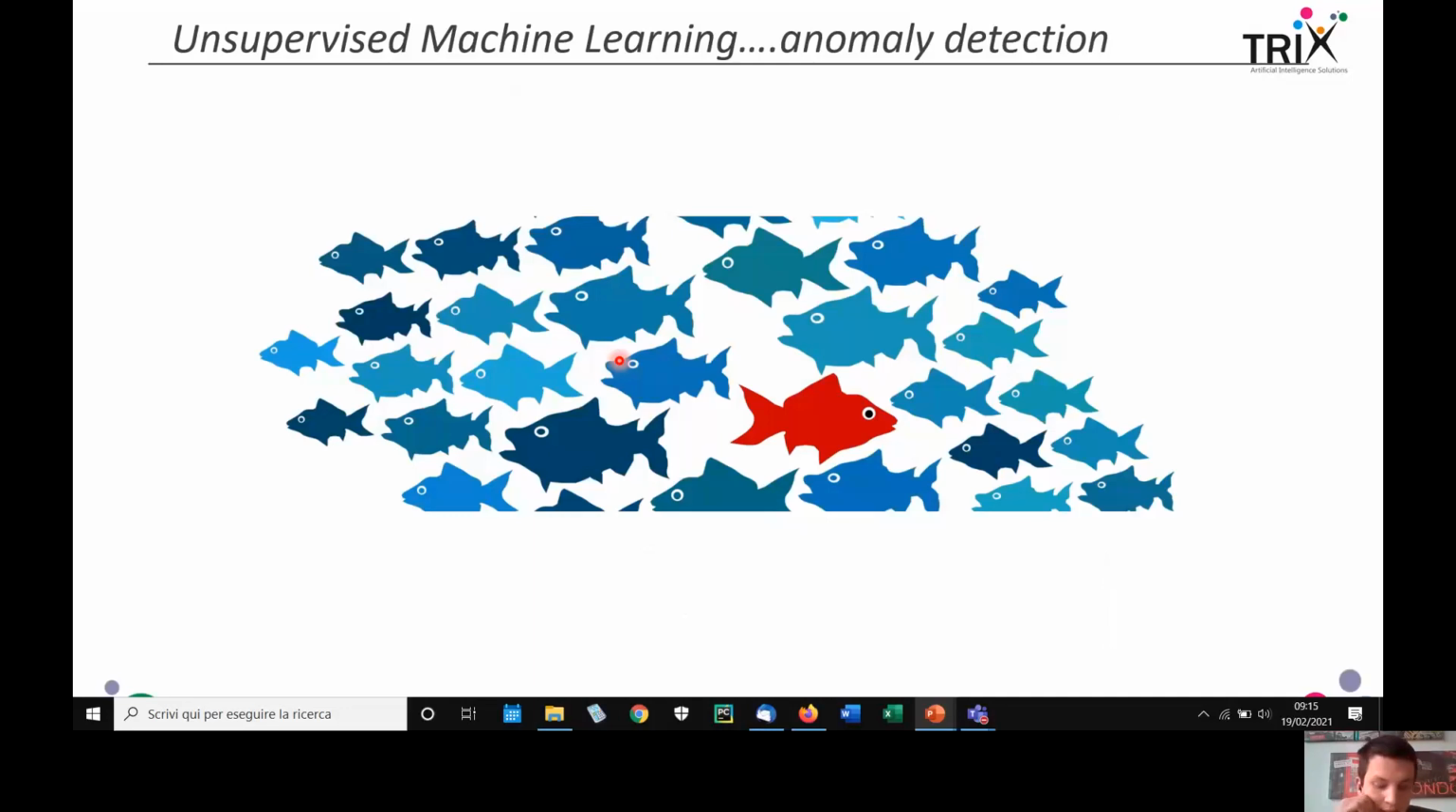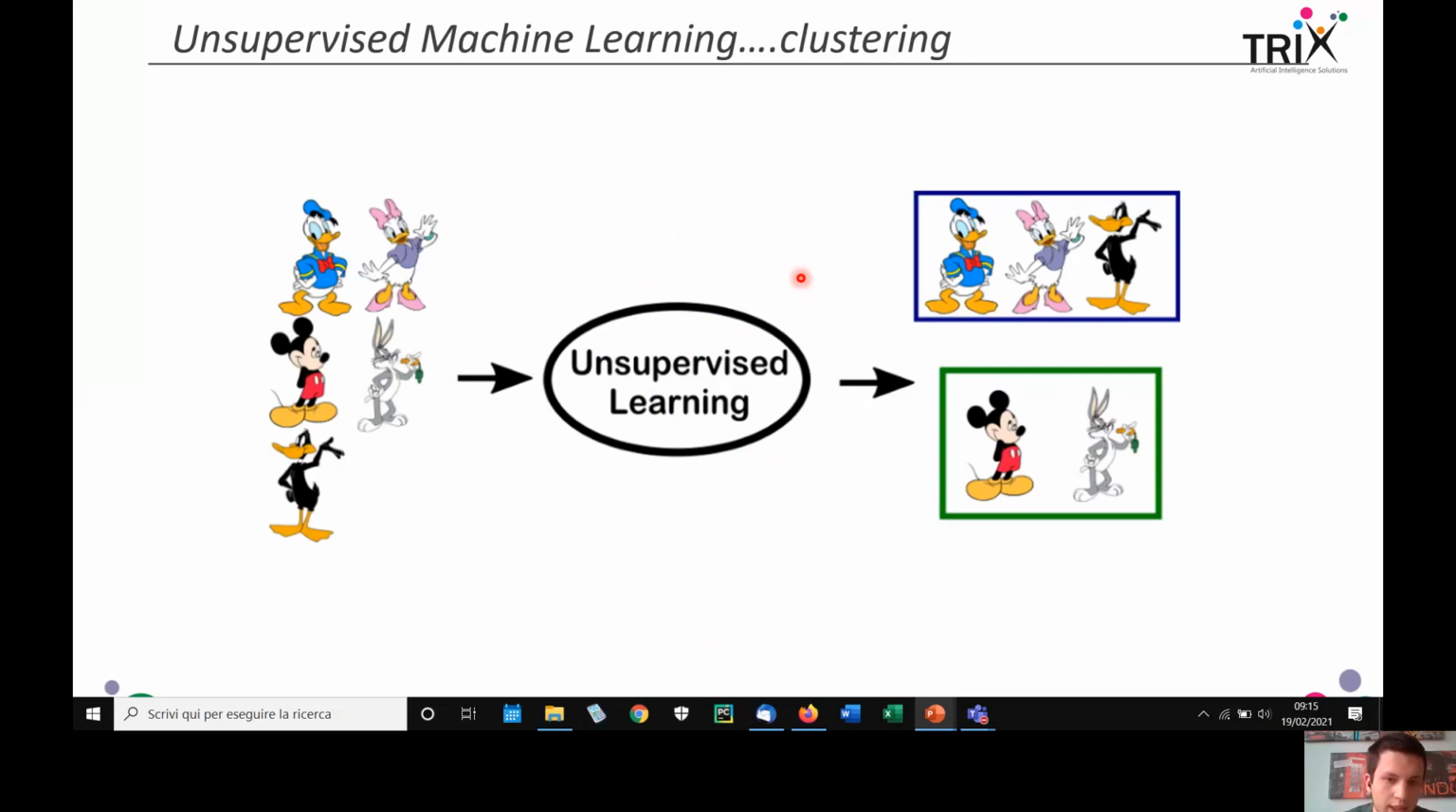The problems that an unsupervised algorithm solves are anomaly detection, where the system must find anomalous data inside all the data that is not part of a cluster, for example. Or clustering, where from a series of data in input, the system must divide all the data into different clusters based on some parameters that it finds directly and automatically inside the data. In this case, I separate these characters into two clusters.